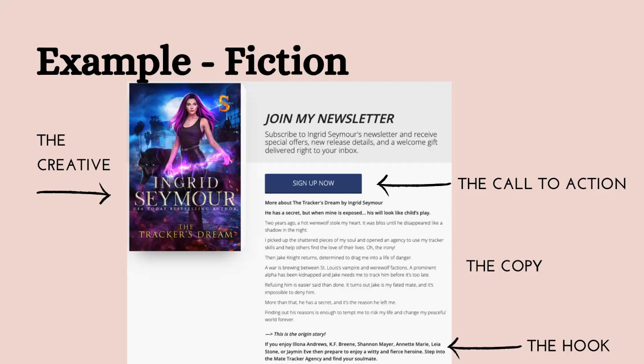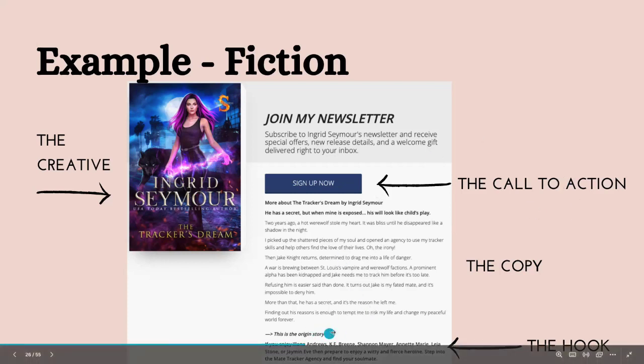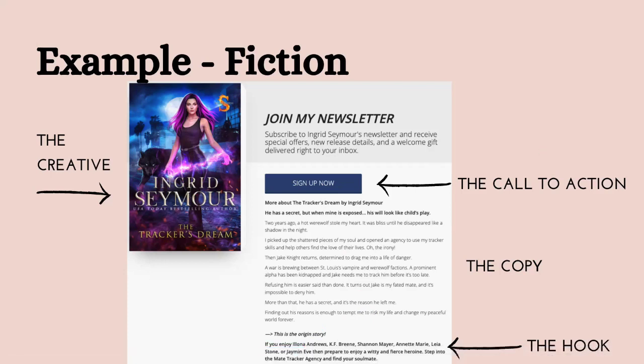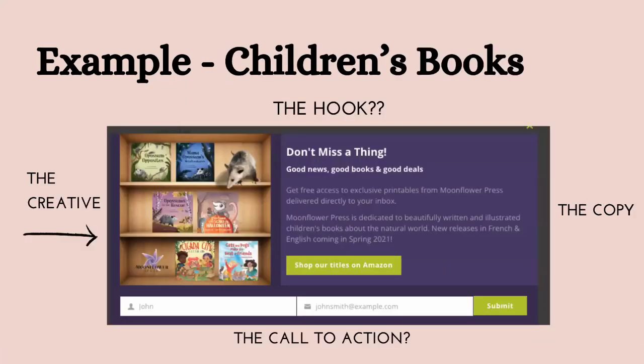And then she gives you the origin story. This is the origin story. So the origin story before the series, before getting into the Mate Tracker Agency series, is here. So she's setting it up. So you get book 0 and then you can continue. So she's written so much that she's like, you get book one. And the more you write, the more you can do.